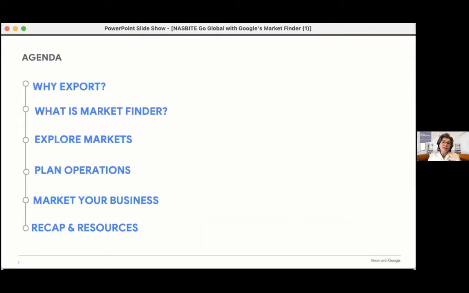Today, I will show you MarketFinder, Google's free tool to identify new potential markets, discover helpful operational information, and start selling to customers at home and around the globe. We'll review the following: the best tools there are, the benefits of exporting, how Google MarketFinder works, including how to get help to explore other markets, how to plan operations, and how to advertise your business to a global audience. We'll finish with a recap and additional resources that you can take with you.